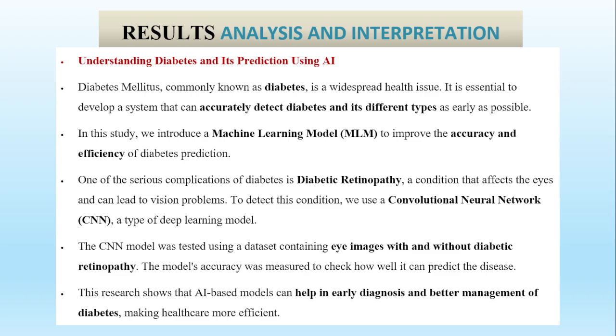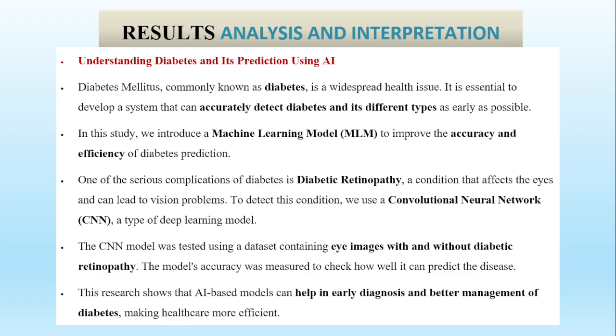Now, the final result of this study, I am concluding. I am giving the results one by one. First, we have to see this slide. This slide is the most important slide of the result. Understanding diabetes and its prediction using AI. Diabetes mellitus, commonly known as diabetes, is a widespread health issue. We also discussed that. It is essential to develop a system that can accurately detect diabetes and its different types as early as possible. In this study, we introduce a machine learning model, MLM, to improve the accuracy and efficiency of diabetes prediction.